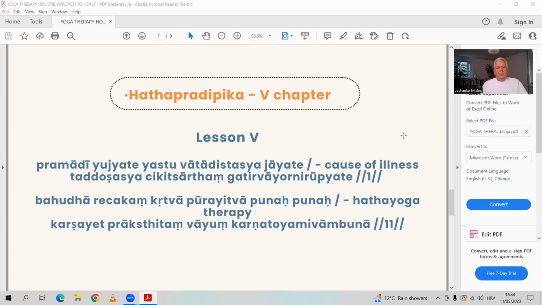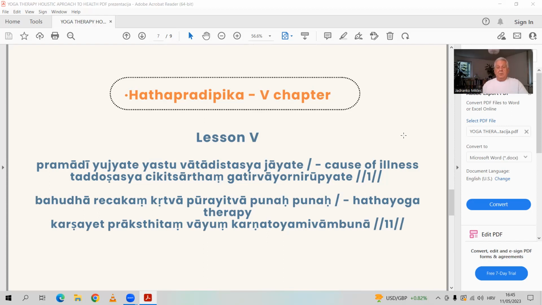And it says, pramadi yujyate yasto vatadistaya jayate, if through the wrong practice of yoga even, it is said here, because it is continuing the previous chapters of the Hatha Pradipika, where different yogic methods and practices are described. And it says that if you do those kinds of practices in a non-proper way, then you can get a vata disorder. You can enter the state of illness, of vata disorder. And for that, you need to understand the proper function of the vayu in your body.